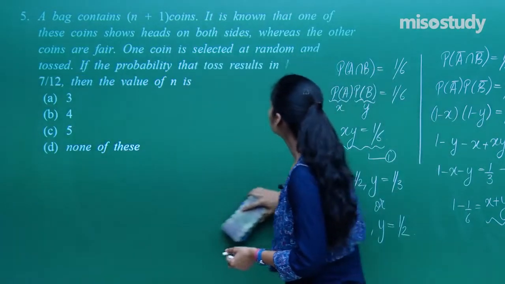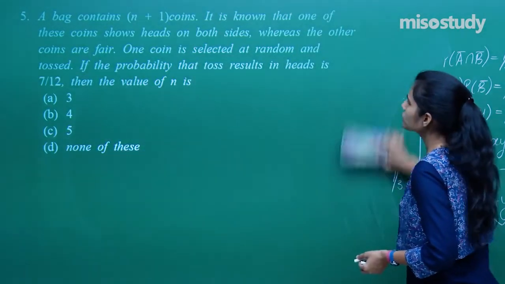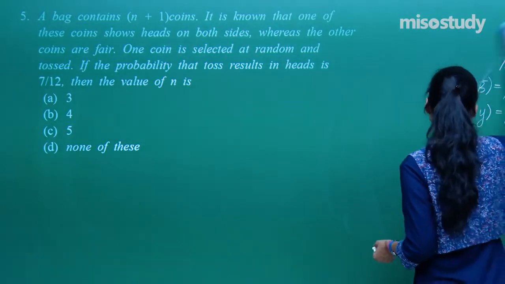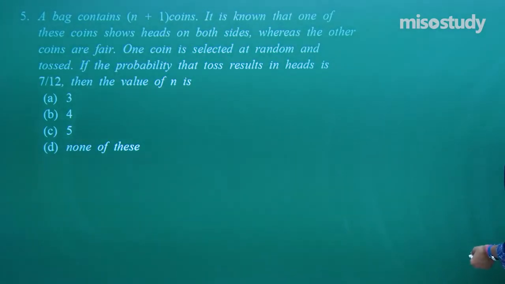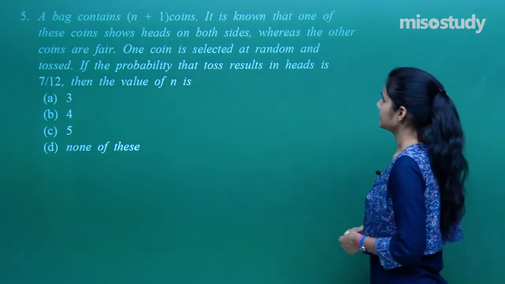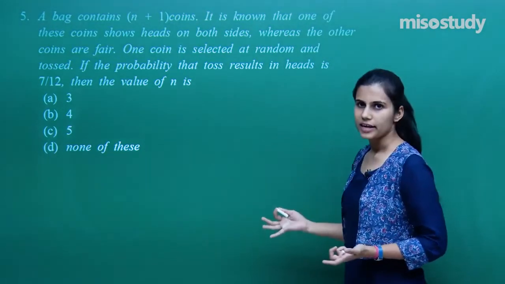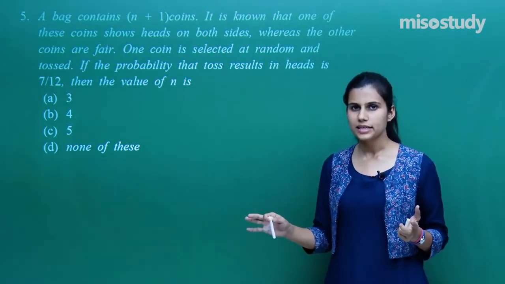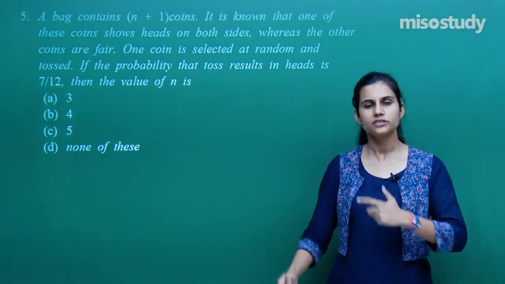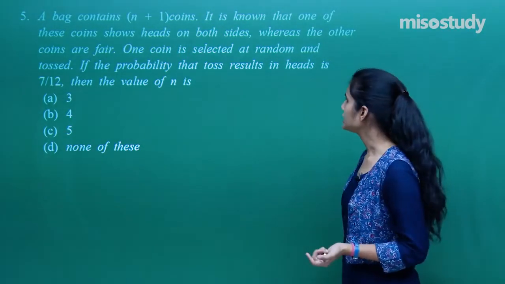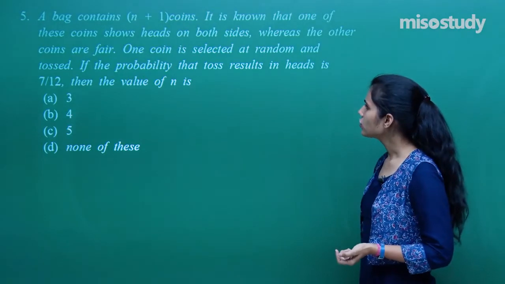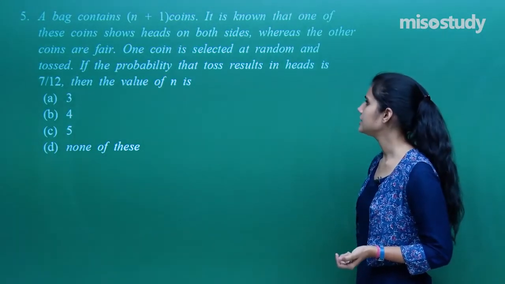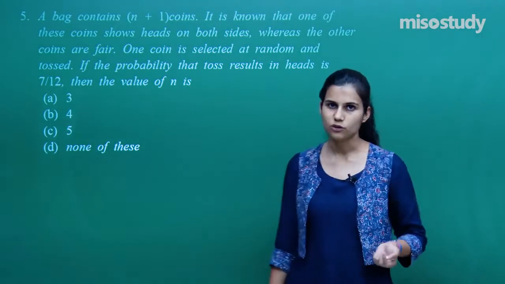Next question says that there is a bag which contains n plus 1 coins. So number of coins is given. It is known that one of these coins shows heads on both sides. So it's a biased coin which has head written on both the sides, whereas the other coins are fair. So out of n plus 1 coins, one coin is unfair because it has head written on both the sides, and rest of the n coins are fair coins. One coin is selected at random and tossed. If the probability that toss results in heads is 7 by 12, then what is the value of n?